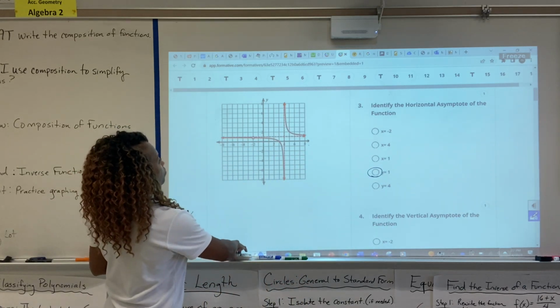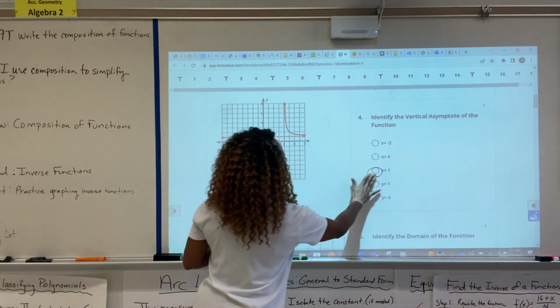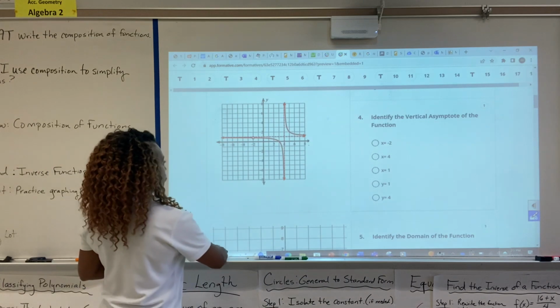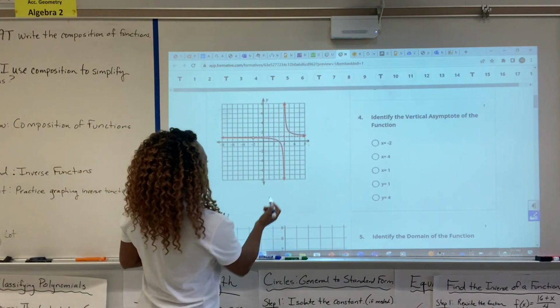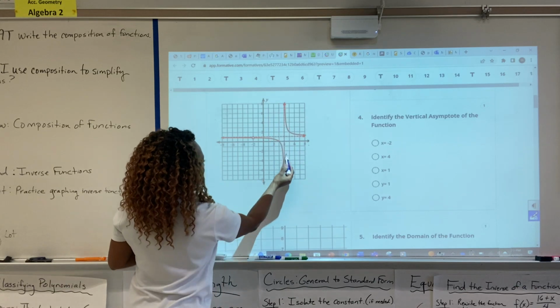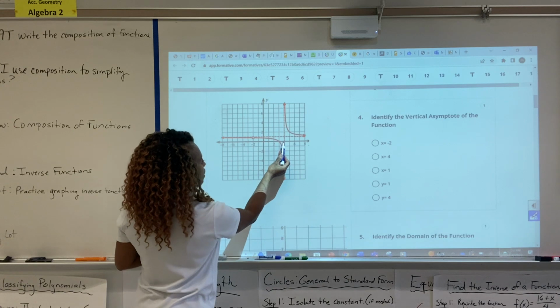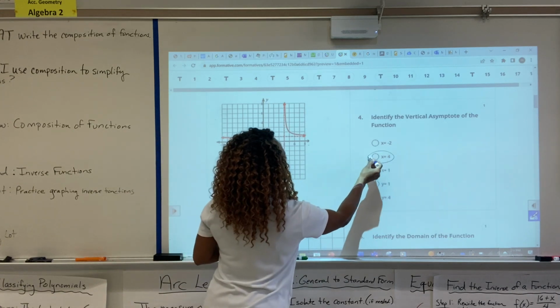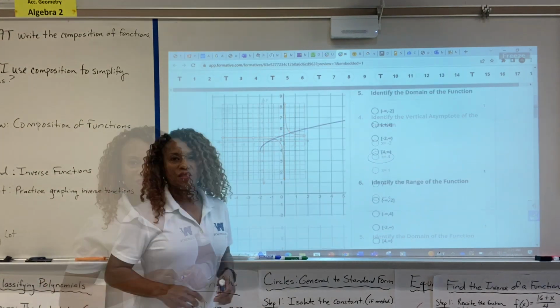So there is your answer for the horizontal asymptote. Now the next part of this, we're asked to identify the vertical asymptote. So for the vertical asymptote, we're looking up and down. And the dotted line or the dashed line that I see going vertically is at x equals 1, 2, 3, 4. So it's at x is equal to 4, which is that one.